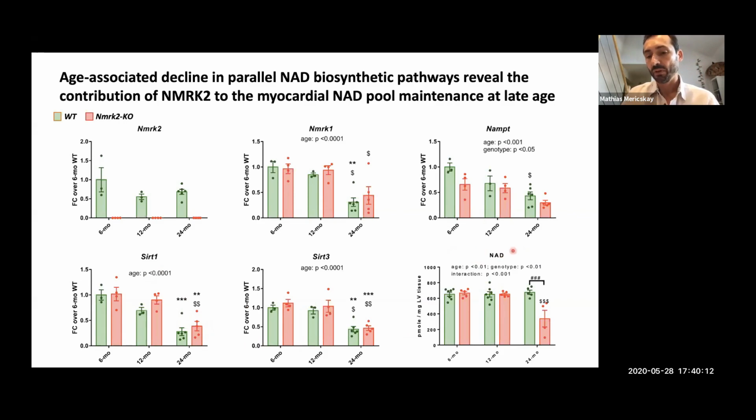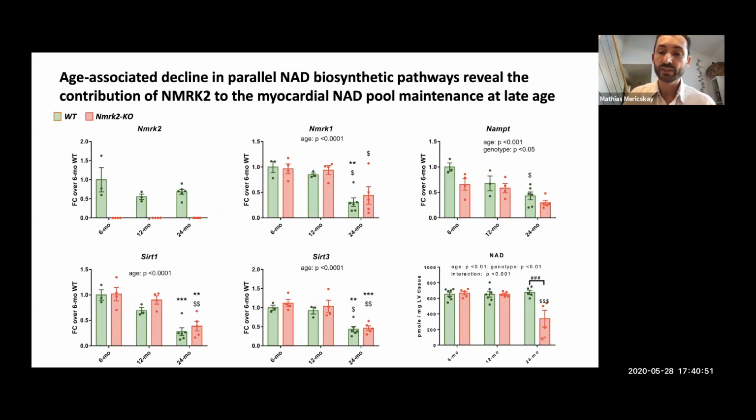This ends up with a change in NAD that is actually occurring only relatively late in life. So it seems like for the first major part of the life of these knockout mice, they are able to maintain normal cardiac NAD levels, presumably because NAMPT levels at this age are sufficient to maintain this NAD pool. And it's only at late age, when the other isoforms, NMRK1 and NAMPT, are down, and in the mutants you don't have NMRK2 anymore, that eventually we start to see a drop in myocardial NAD levels.